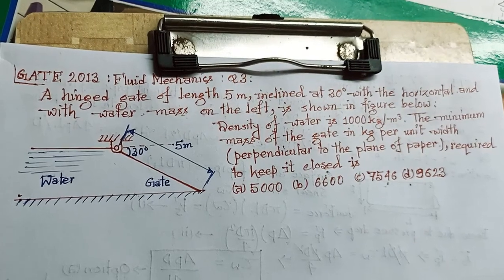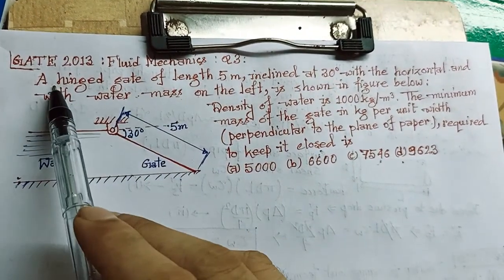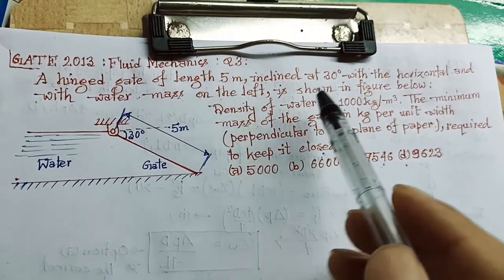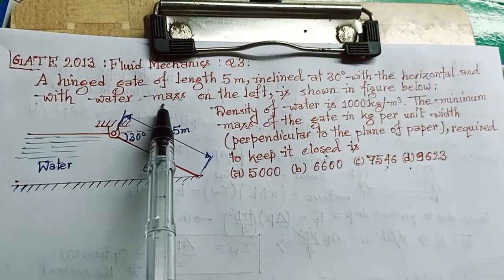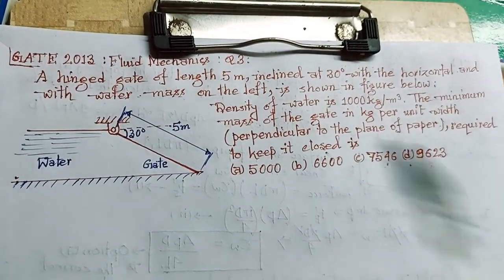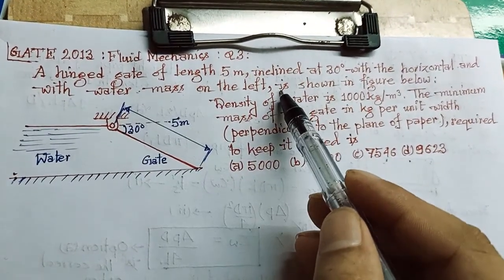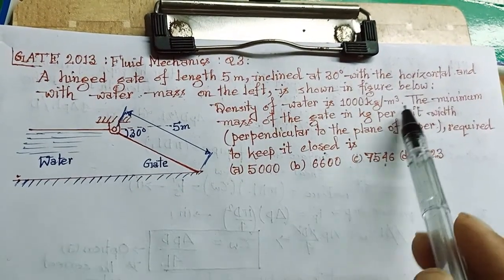Here is the question from GATE 2013 from Fluid Mechanics. In this question, it is given that a hinged gate of length 5 meter inclined at 30 degree with the horizontal, with water mass on the left, is shown in the figure below. This is the corresponding figure.